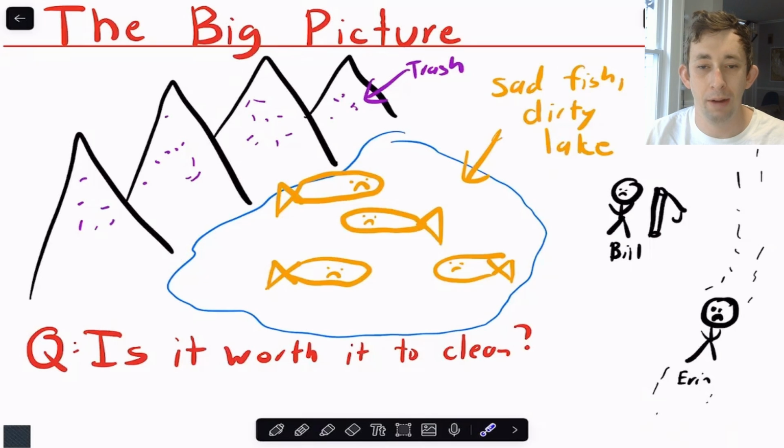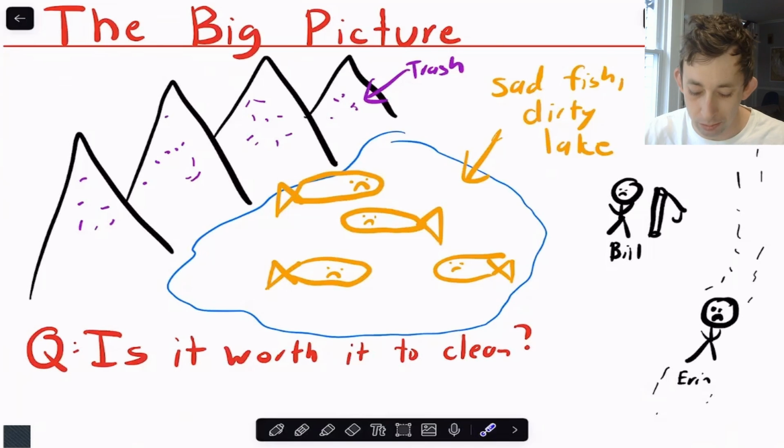So our main problem is we want to think about if it's worth it to clean up this park or not. We've got some trash on the mountains, some dirty water, and some fish that aren't happy. So what we're trying to think about is, is it worth it to pay the cost now to clean up this lake, even though we're not going to see the benefits until later?